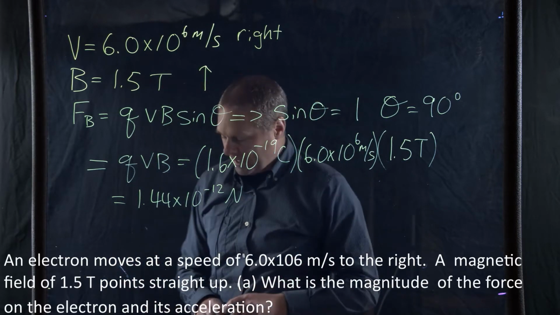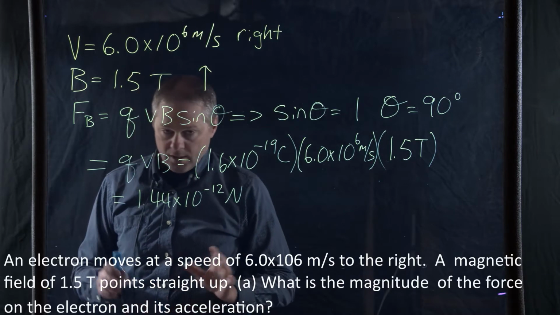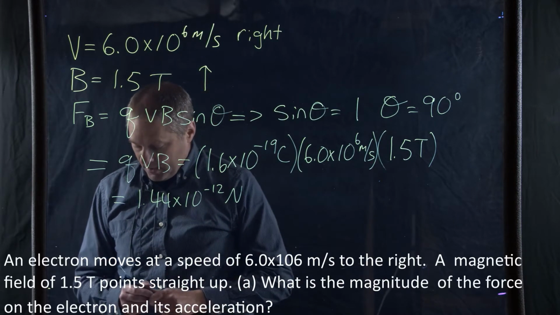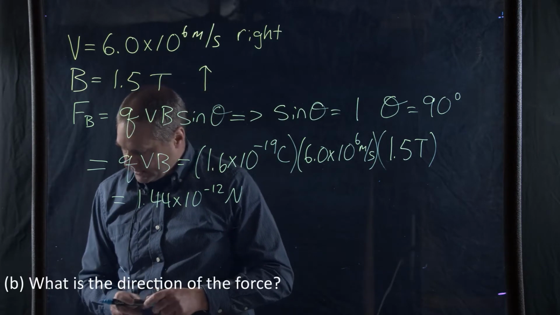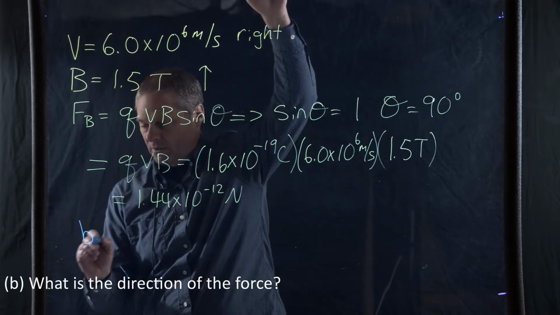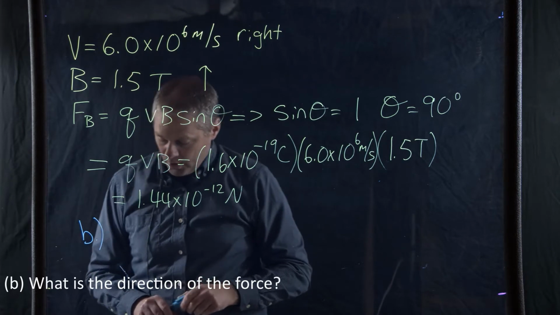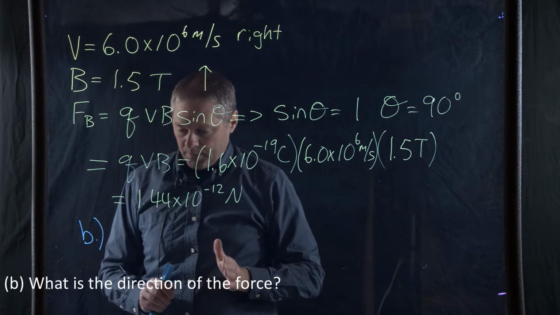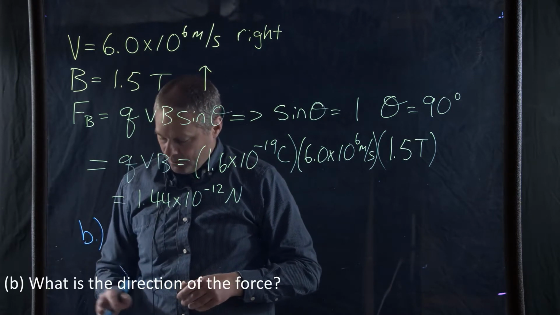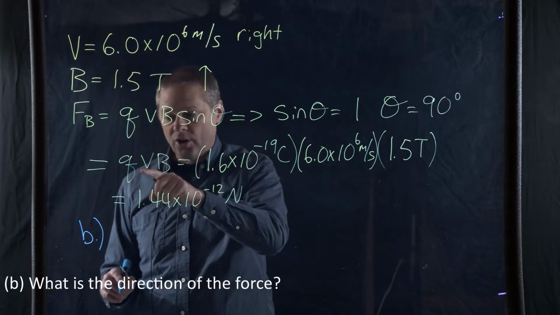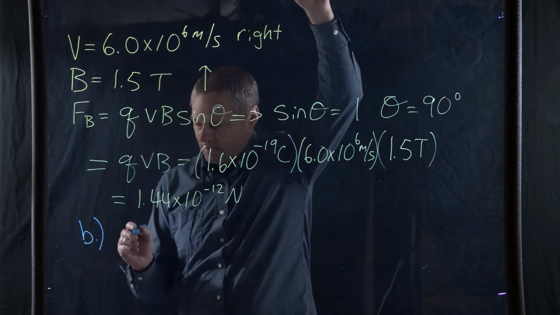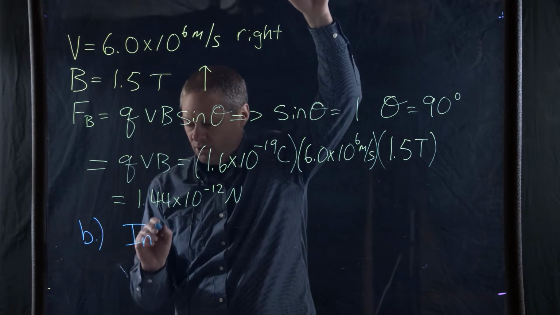Now for B, this is going to be kind of hard. You're going to have to get some orientation on this and practice it on your own. B says, what is the direction of the force? You're going to have to use the right-hand rule for this. So you have right cross up, which is out of the page, but you have a negative because of the charge of the electron, and so this is going to go into the page.